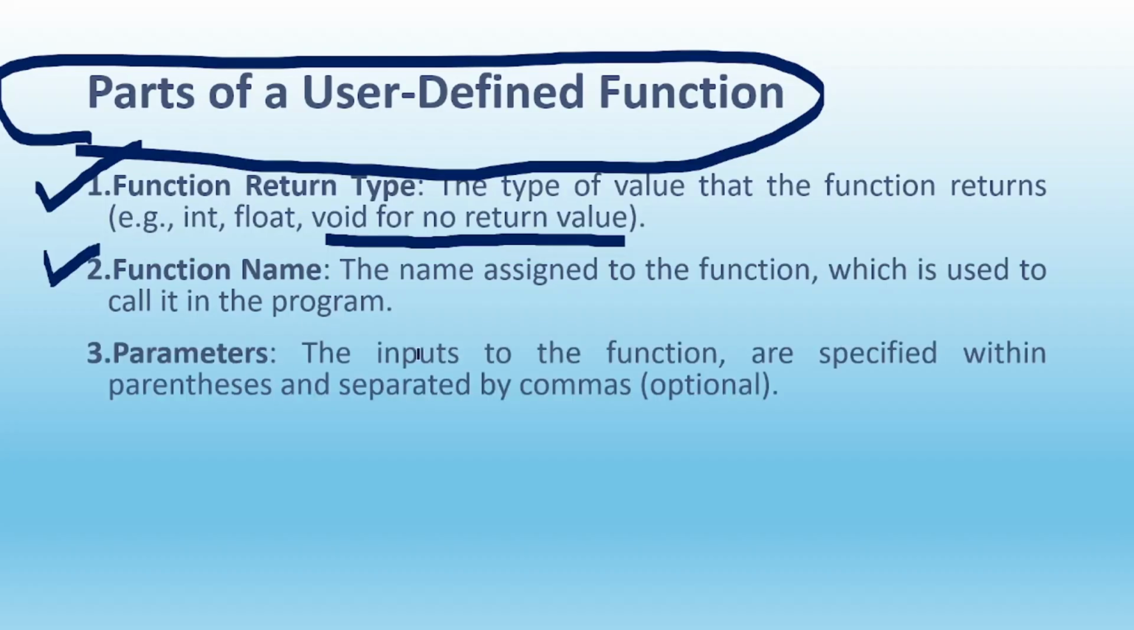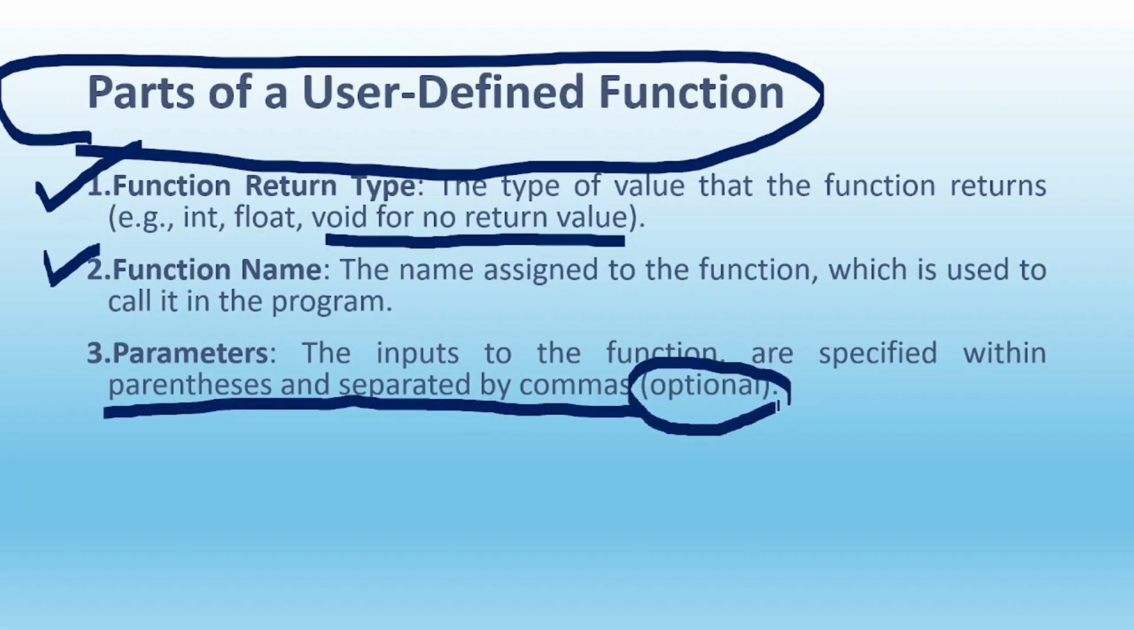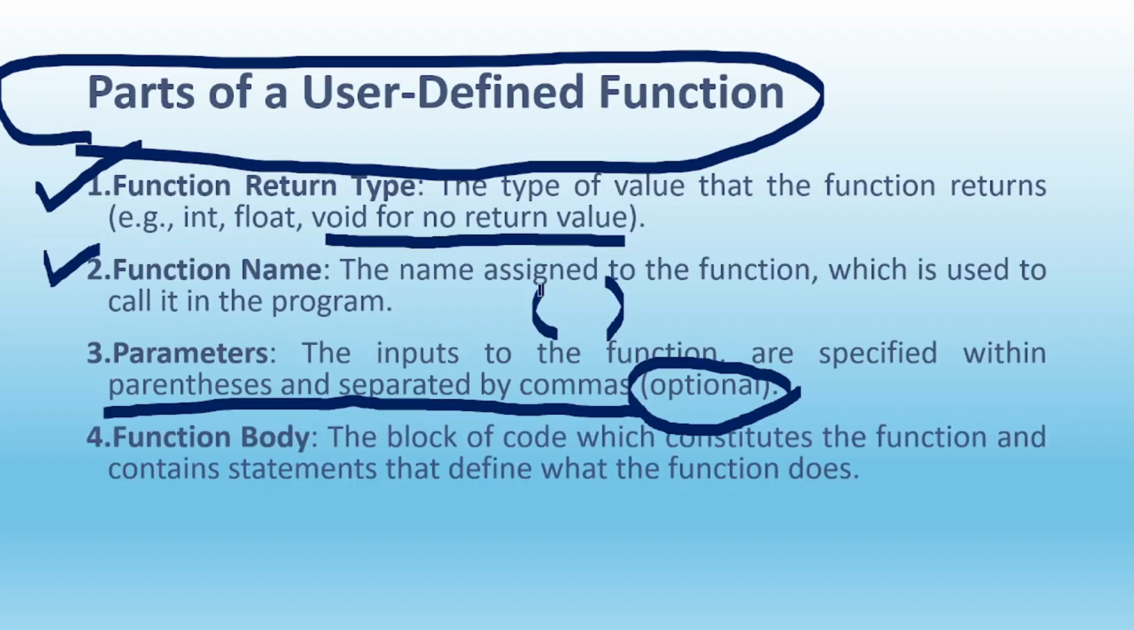Then the parameters. The inputs to the function are specified within the parentheses and they are separated by commas. It is optional. That means your function may have parameters or your function may be without parameters, depending on your requirement. How do we write the parameters? We write parameters in the parentheses, and if we have to specify multiple parameters, then we write a comma separated list. How it is, we will see in the example.